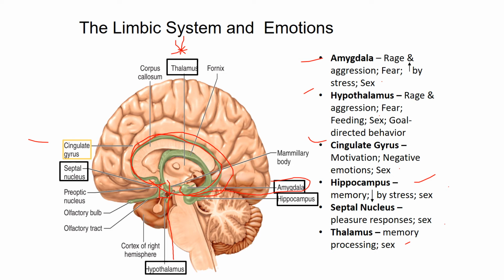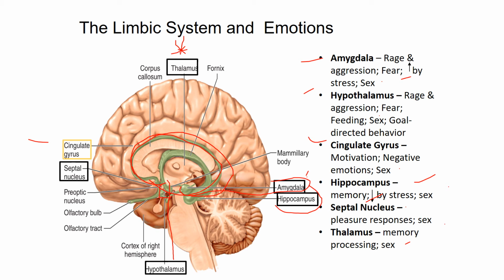One thing to note is that the amygdala and the hippocampus have receptors for stress hormones and cortisol. Whereas the amygdala was increased by stress, the hippocampus is now going to be decreased. So the more cortisol you have circulating, the more stress, the less likely you are to form new memories.